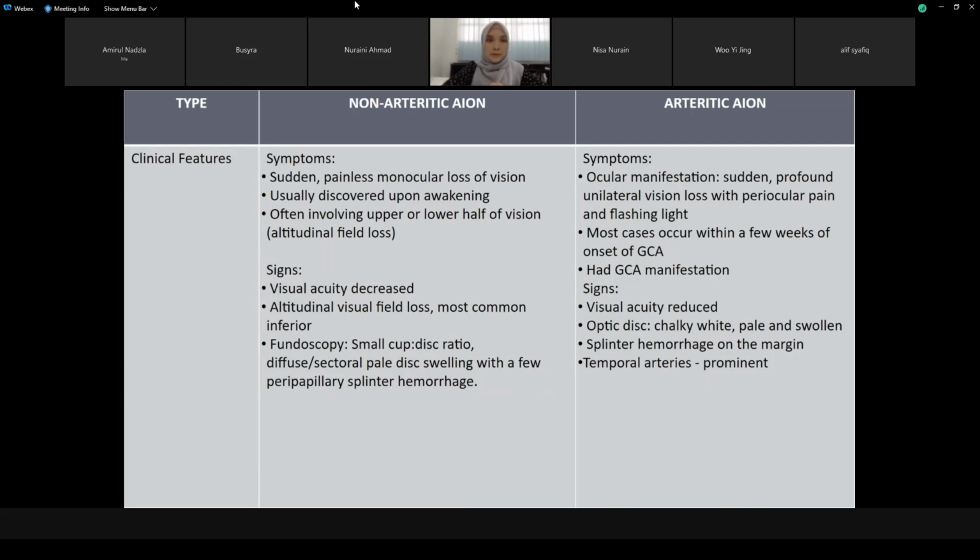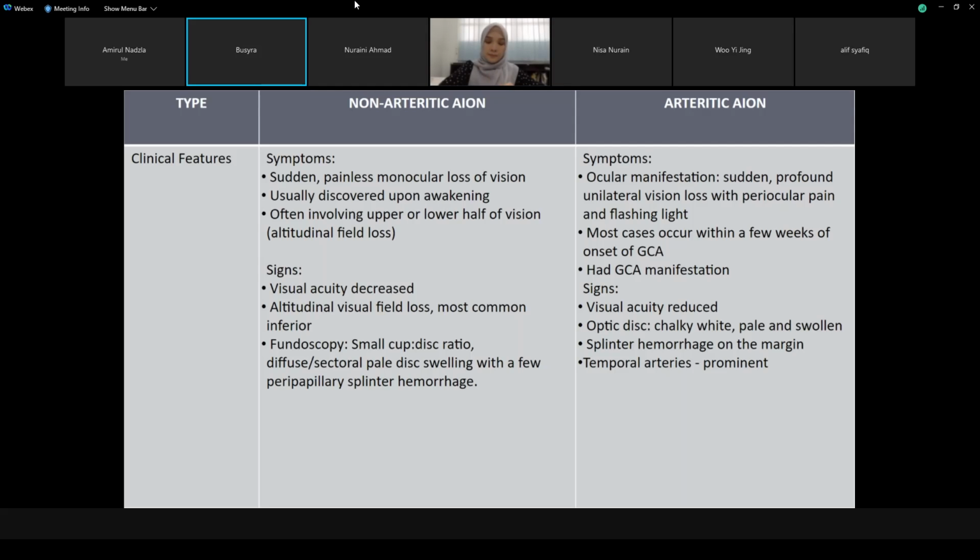For the clinical features, in the non-arthritic patient, they may complain of monocular loss of vision, which is sudden and painless. It is usually discovered upon waking up in the morning. The vision loss is often altitudinal field loss, which involves the upper or lower half of the vision. So the signs during the ocular examination, the patient may have slightly decreased visual acuity, but it can also be normal.